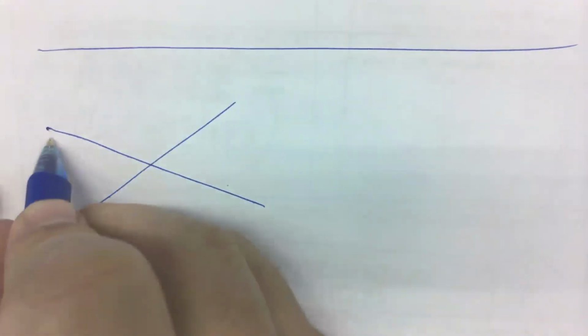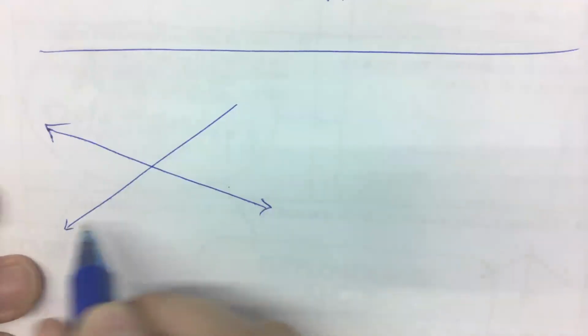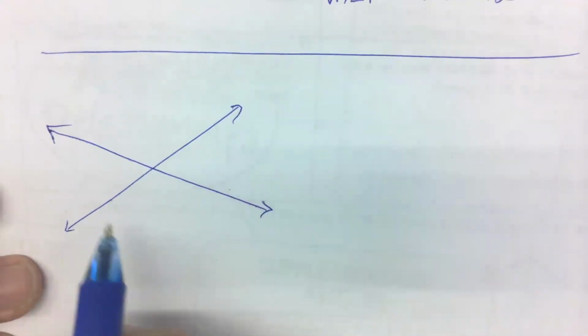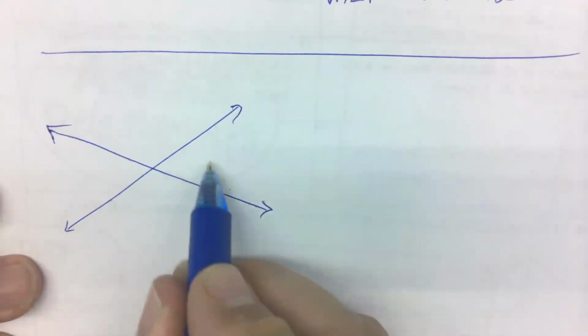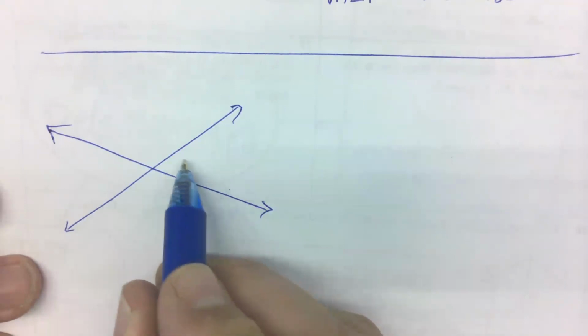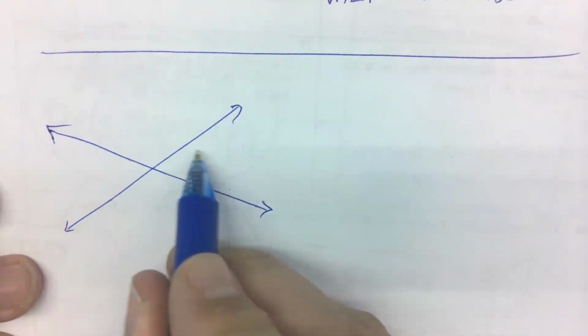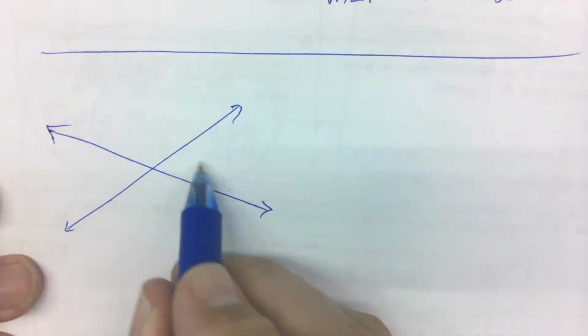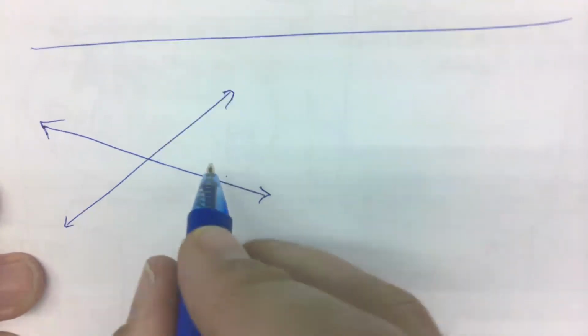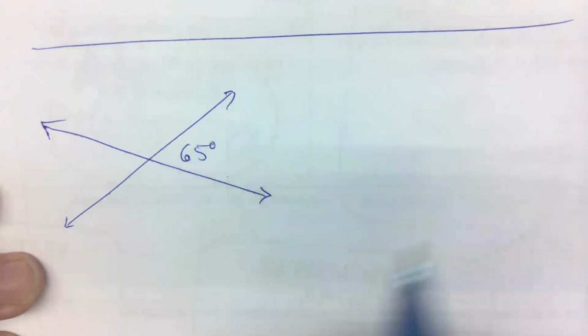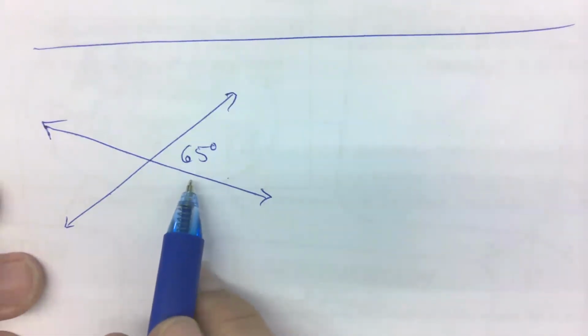Here are two lines. They're crossing. Can somebody give me the measure that you think this angle is? Totally a guess. Looks like an acute angle. Turner, why don't you give me the angle measure here, please? Somewhere between 0 and 90 degrees. You make it up. 65. 65 degrees. Excellent.